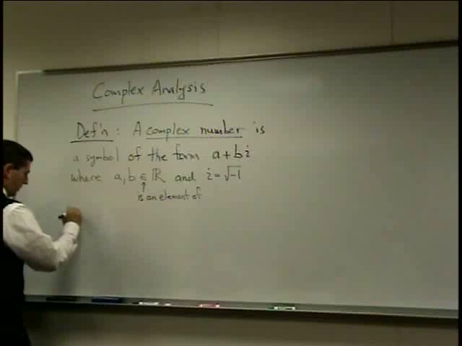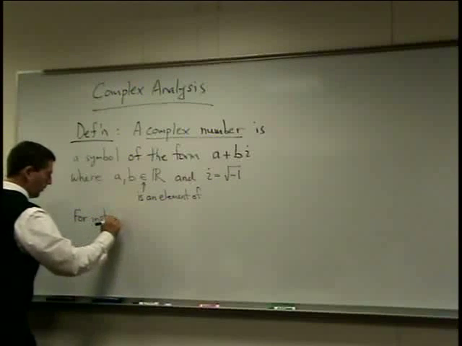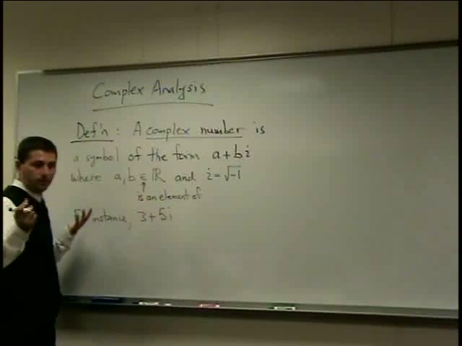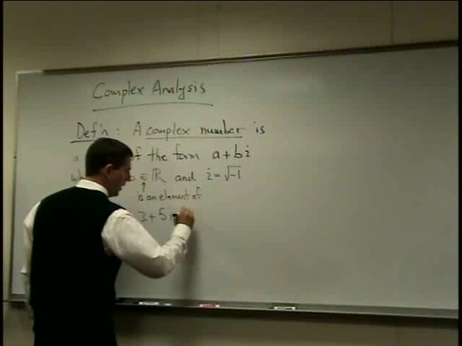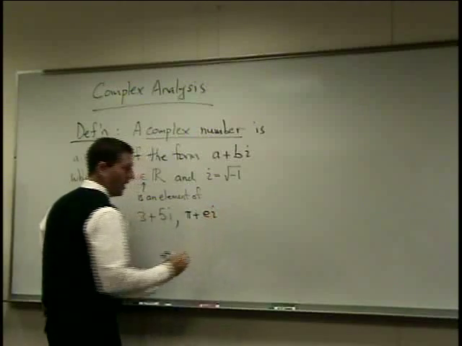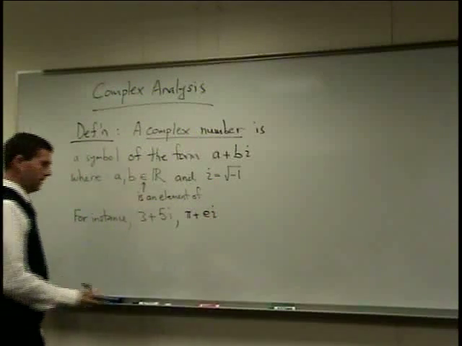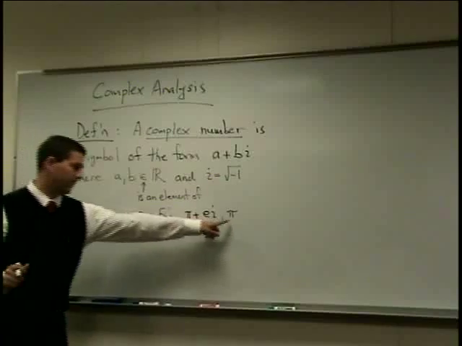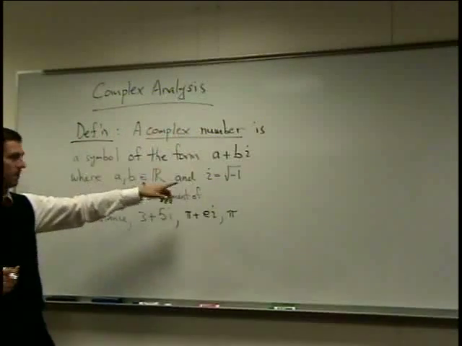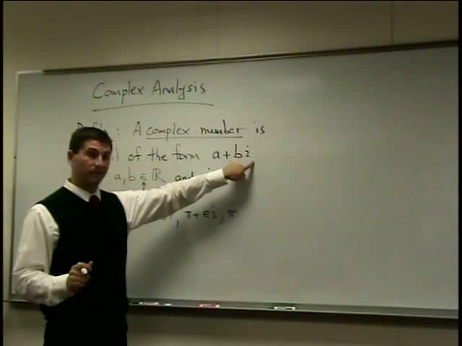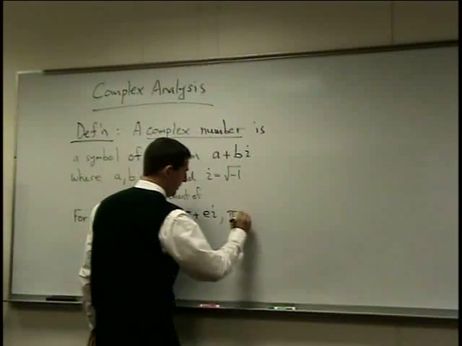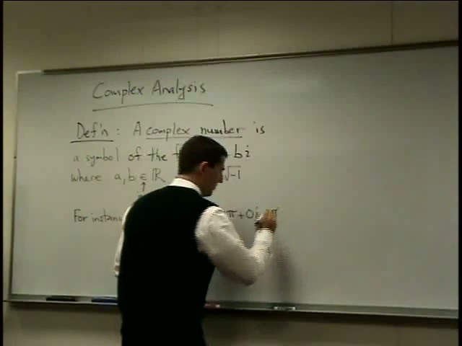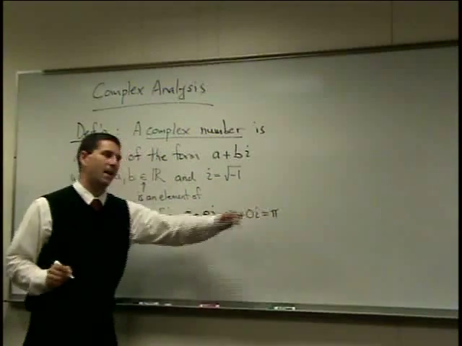So, for instance, 3 plus 5i. There's a nice complex number. Or pi plus ei. Or pi. Now, actually, if I write it this way, the way I define these things, it's not quite right, because this says it has to be of the form pi plus something i. So how do I make this right? Plus 0i. But of course, I'm never ever going to want to keep writing these down, so we abuse notation. And we just identify this symbol with pi.